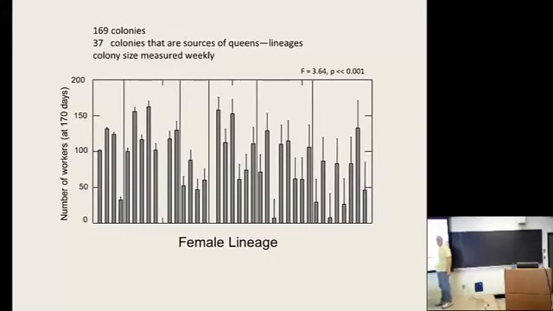Some matrilines just don't do very well. They have very small colony sizes. This is not the colony size; this is the average colony size for however many colonies came from that source of queens. Others are doing really well. There's obviously a substantial difference among lineages here. A really whoppingly significant difference among lineages.